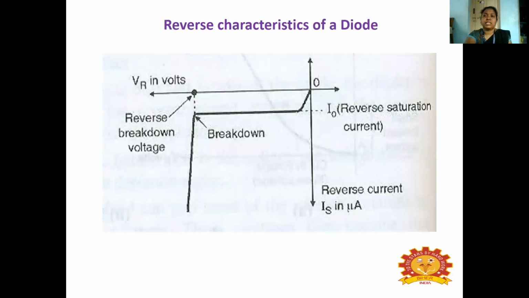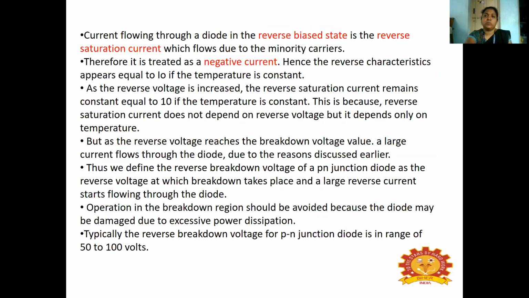Next comes the reverse characteristics of a diode. When you come to the reverse characteristics, you can see certain terminologies like the reverse saturation current, which is a minimum current flow in the reverse bias. Next, there is a voltage called the reverse breakdown voltage. And you're going to measure the current in terms of microamps. Now we will see this operation.